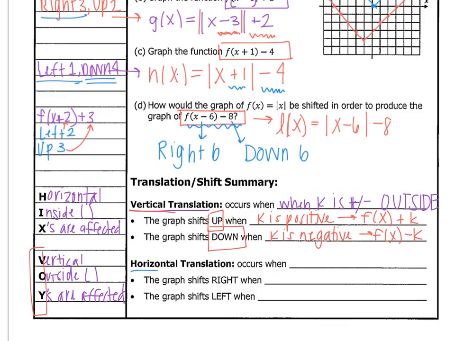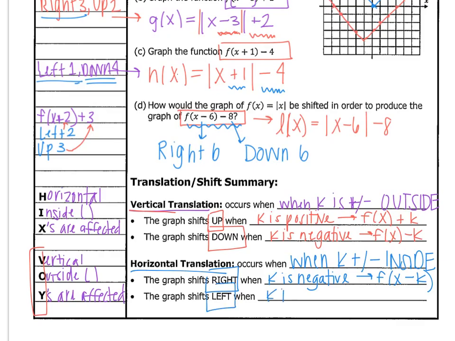Then if we talk about horizontal, it occurs when k is plus or minus, meaning subtracted, inside. So the graph shifts right when k is negative. So this looks something like f of x minus k, close parentheses. The graph shifts left when k is positive. And again, this looks something like f of x plus k, close parentheses.